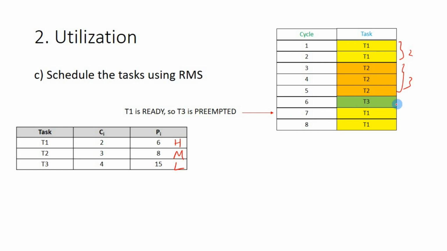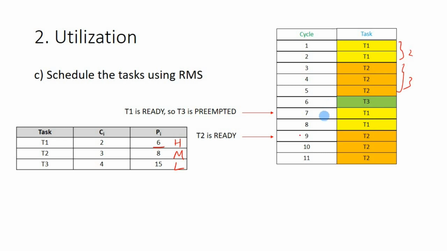But task 3 only completes 1 cycle before the next iteration of task 1, because task 1 has a period of 6. So 1 to 6 is the first period, and at time 7 it starts the next iteration of the new cycle. Task 1, being higher priority, preempts task 3 and it runs. Immediately after that, task 2 is ready, because task 2's period is 8. So 1 to 8 is task 2, and just after that 8 cycle period is over, task 2 will be ready and task 2 will run.